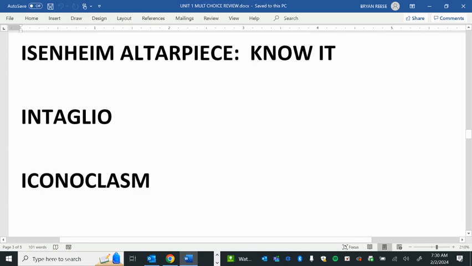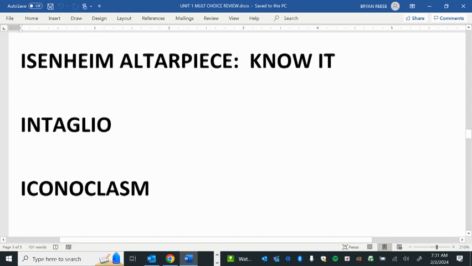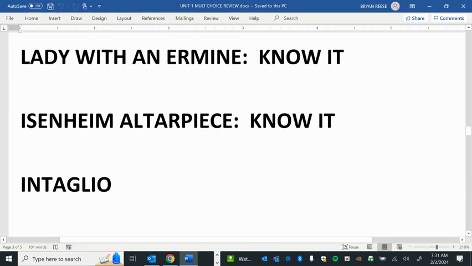All right, the Eisenheim altarpiece. Know it. I talked at length about the Eisenheim altarpiece. That's the one about St. Anthony's fire. Lady with an Ermine, I talked at length about that. There's a question about that, about something that I discussed in class.